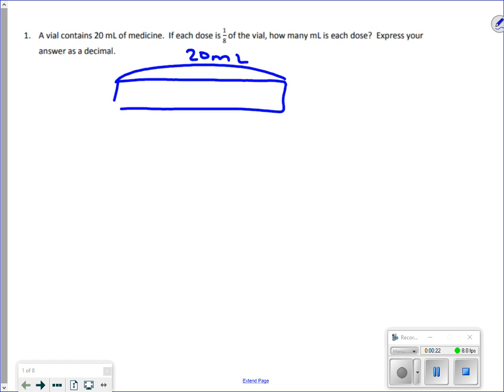If each dose is 1/8, that means that every single dose, 1, 2, 3, 4, 5, 6, 7, 8. Each dose, this is a dose, one dose. Each dose is an 8. They want to know how many mLs is one dose. 1/8 is how much? How much is one dose? 1/8, but they want to know how much medicine is that.